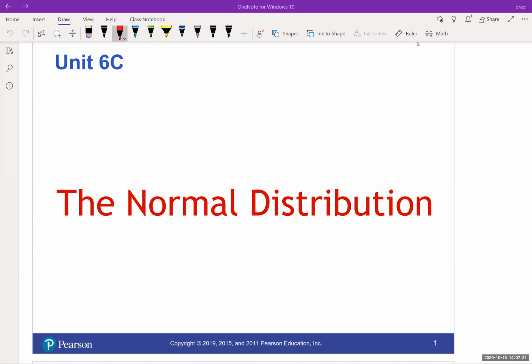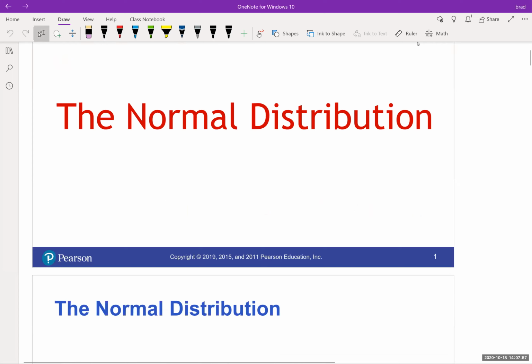In Unit 6C, we're going to talk about normal distribution. This will be the last topic we discuss before our exam. Normal distribution is a huge part of a statistics course. We're just going to briefly touch base on it and see some of the advantages to working with normal distribution. But if you want to get in depth, you're going to have to take an intro statistics class. We'll just cover some of the basics.